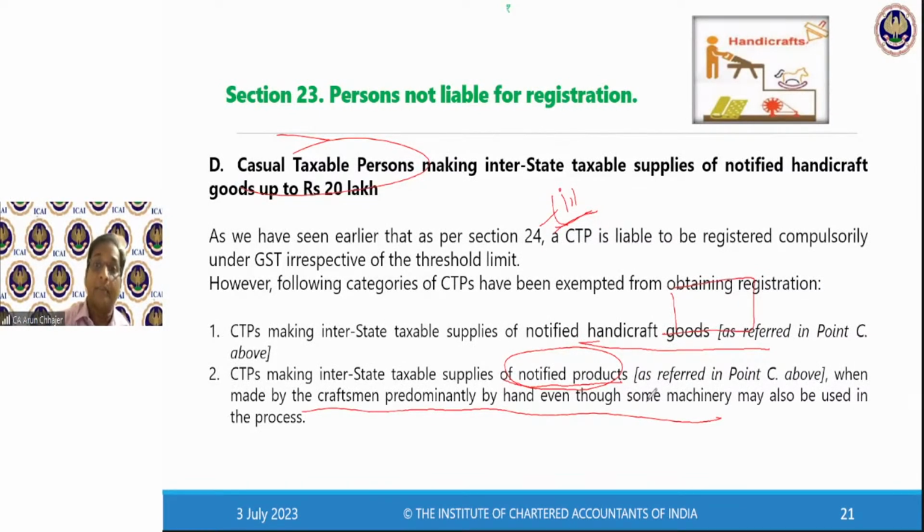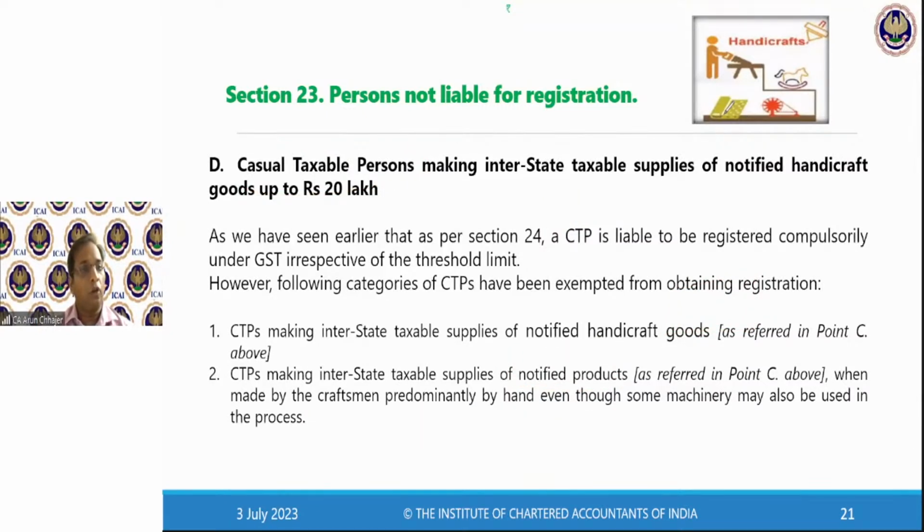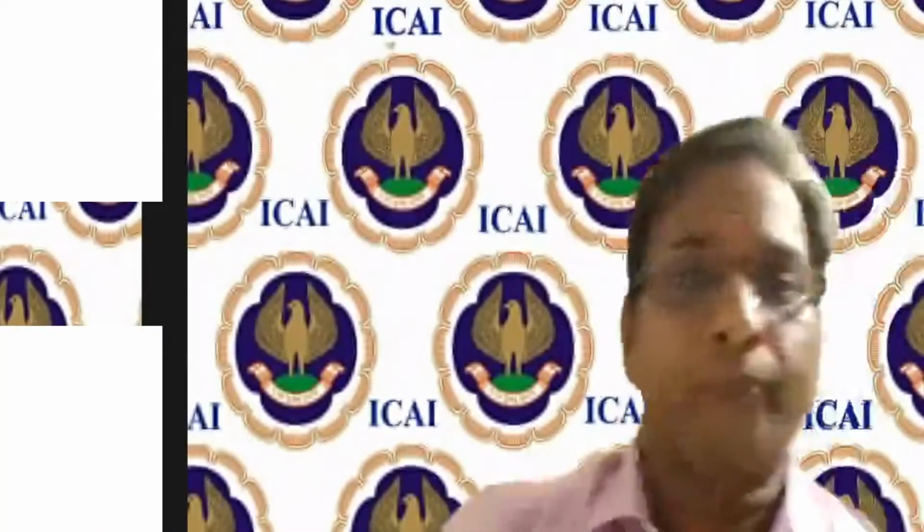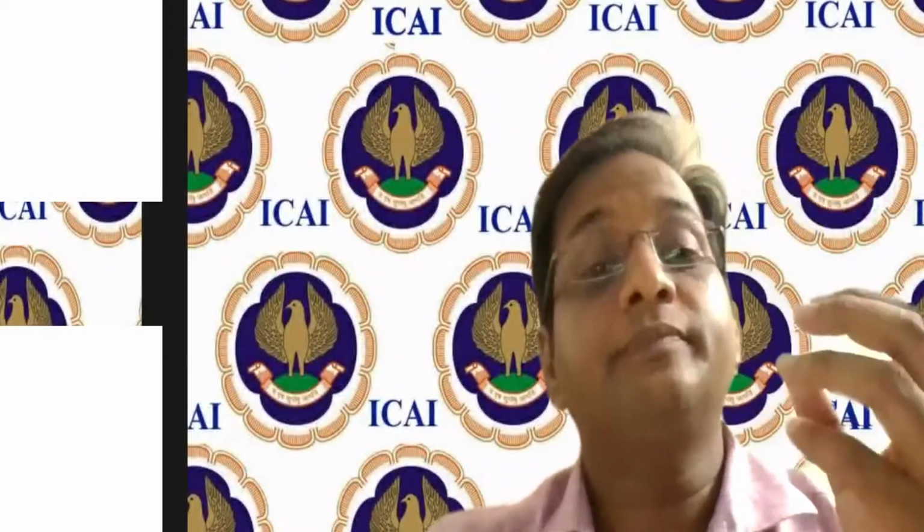Again, this particular interstate supply of the handicraft goods or the notified goods, this relaxation is available to the normal people also as well as casual people also. What is the mandate requirement? Same mandate requirement is that they have to generate the e-way bill.